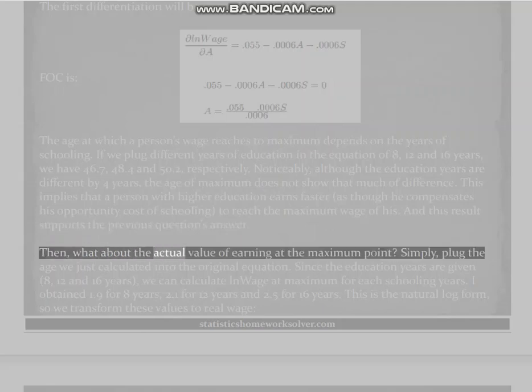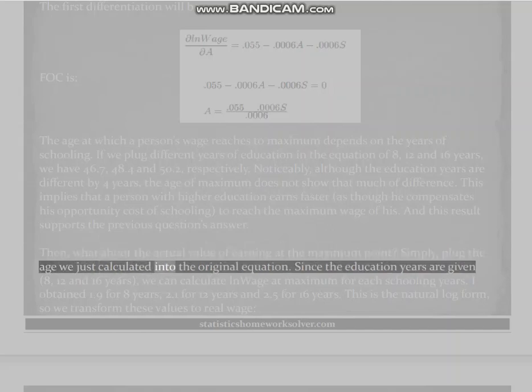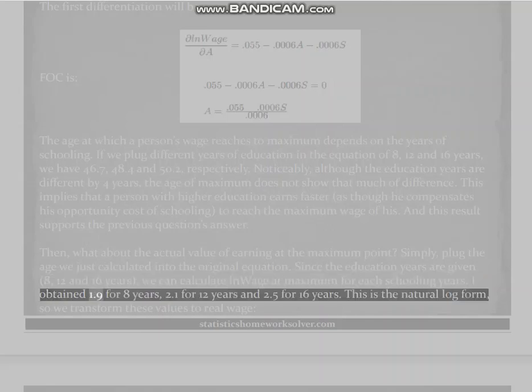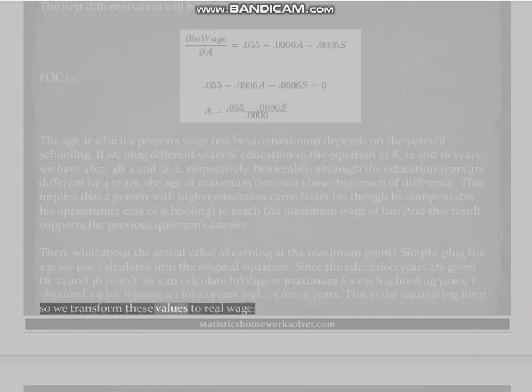Then, what about the actual value of earning at the maximum point? Simply plug the age we just calculated into the original equation. Since the education years are given, 8, 12, and 16 years, we can calculate ln wage at maximum for each schooling year. I obtained 1.9 for 8 years, 2.1 for 12 years and 2.5 for 16 years. This is the natural log form, so we transform these values to real wage.